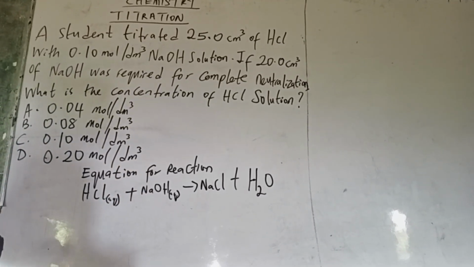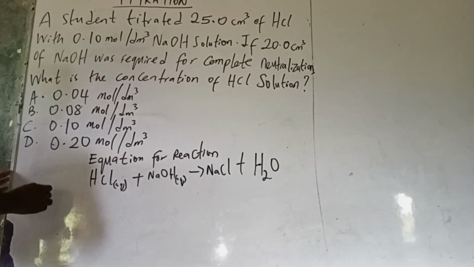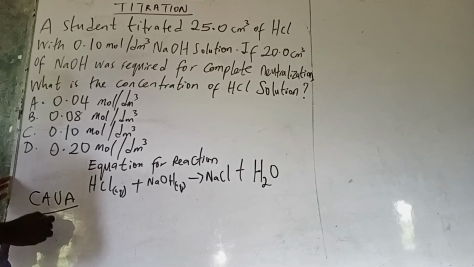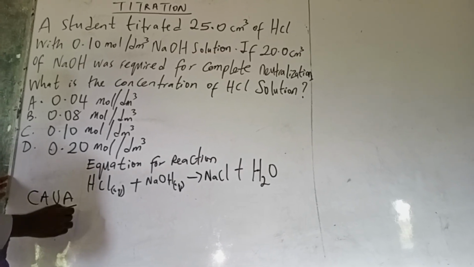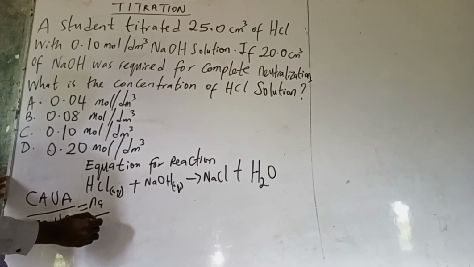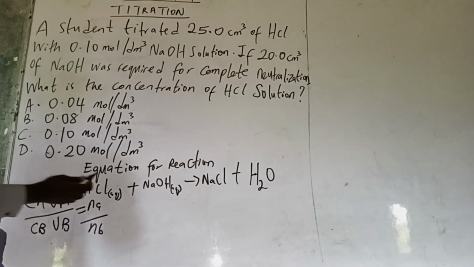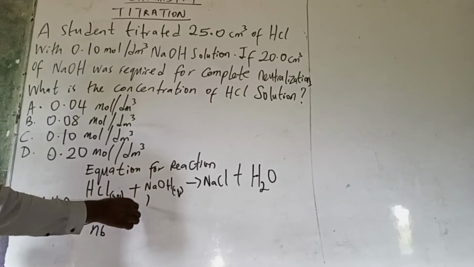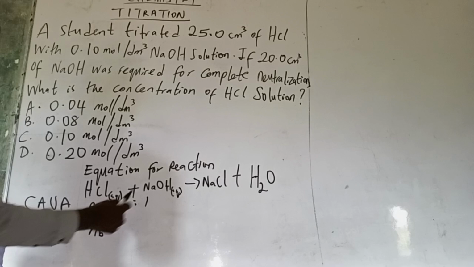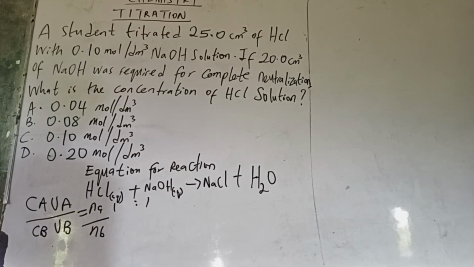Now, to make it very easy for us, let's bring out the formula for solving this. CaVa over CbVb equals Na over Nb. Now, the mole ratio of acid to base here is 1:1. That's 1:1. Now, our Ca is what we are looking for.